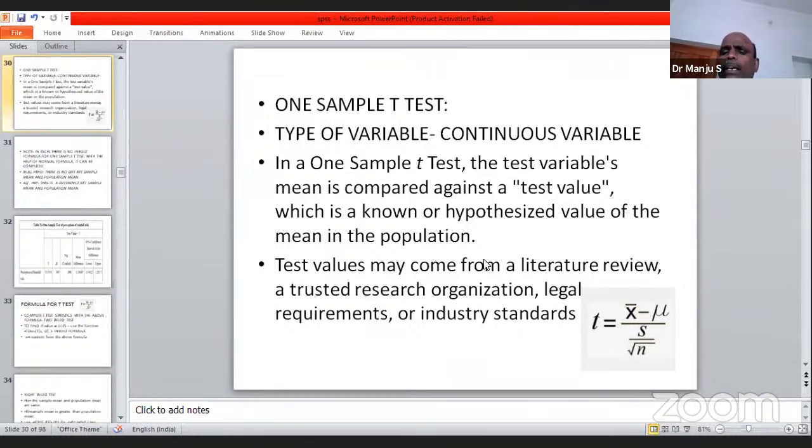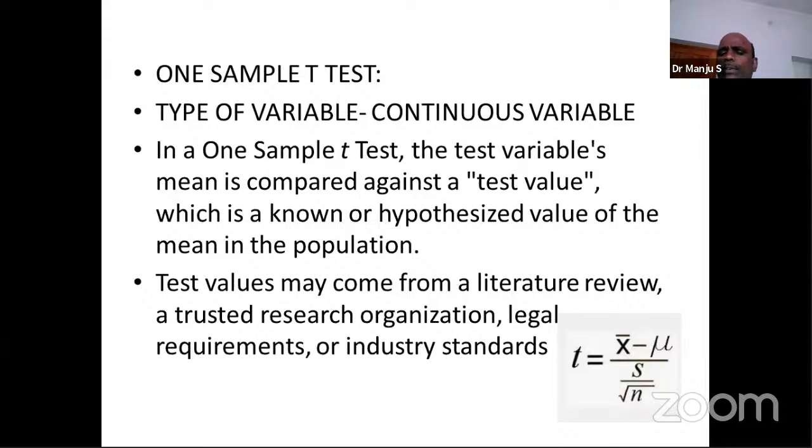T is equal to x bar minus mu. This one is pronounced as mu, divided by, this whole thing is called the standard error. S divided by root n. S means standard deviation, divided by root n. N means the number of respondents.